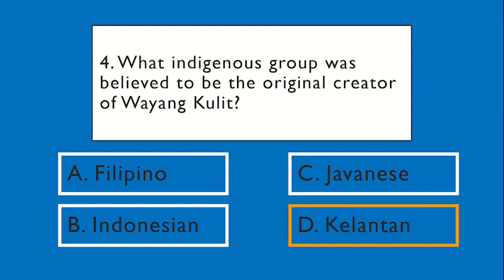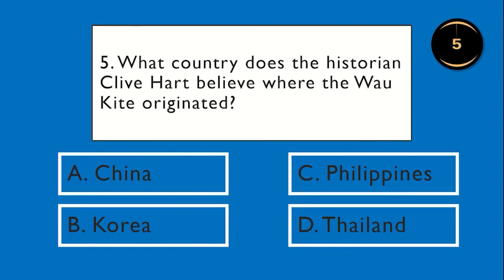Ready? Let's have number 5. What country does the historian Clive Hart believe the wow kite originated from? Is it China, Korea, Philippines, or Thailand? You have 5 seconds. Time is up, and your answer is, that is China. We're done with our test.